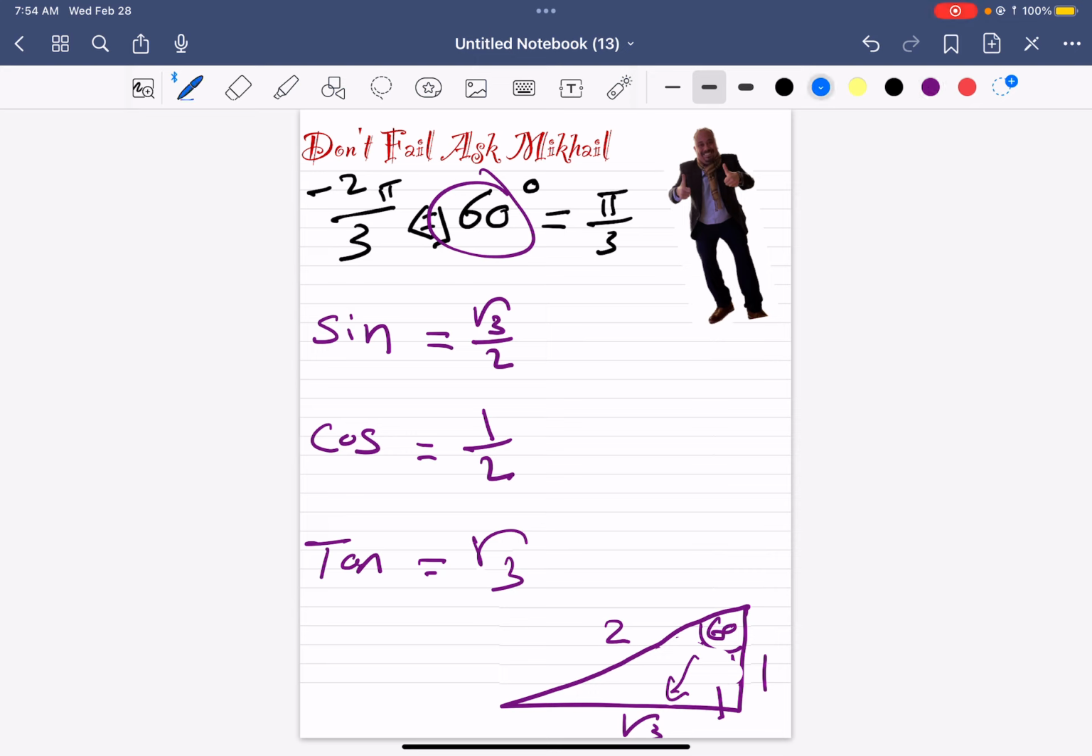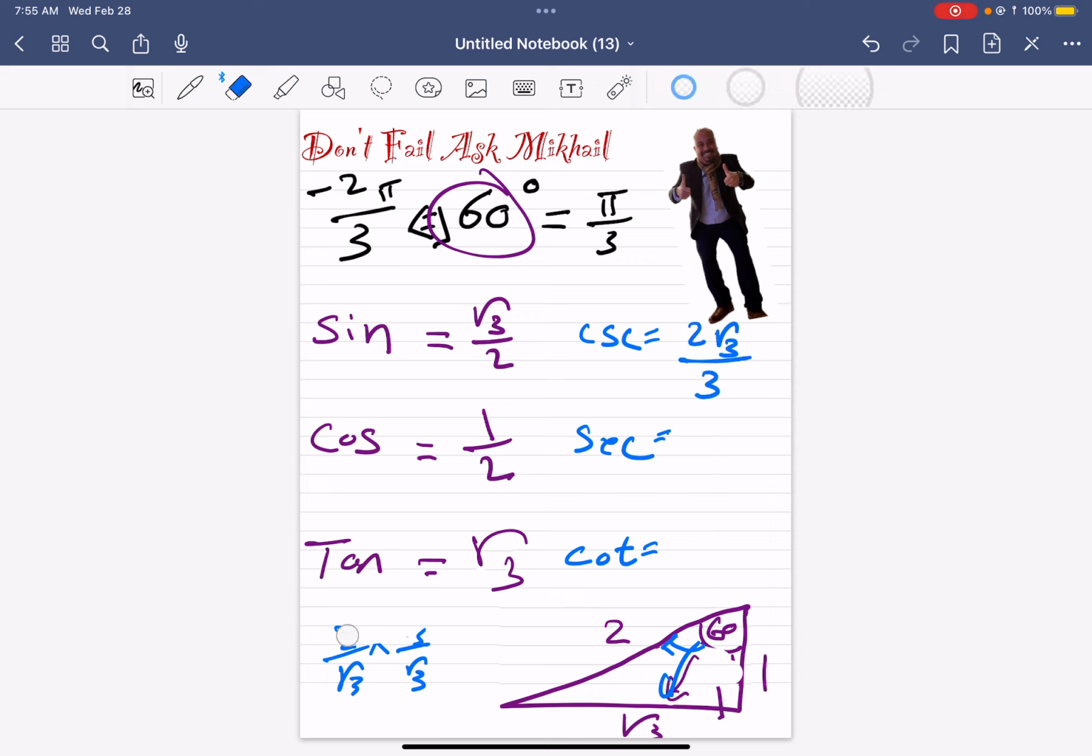Now let's talk about the other 3 trig functions: the cosecant, the secant, and the cotangent. The sine is opposite over hypotenuse. The cosecant is going to be hypotenuse over opposite, which is 2 over radical 3. Multiply top and bottom by radical 3 over radical 3. That will give you 2 radical 3 over 3.